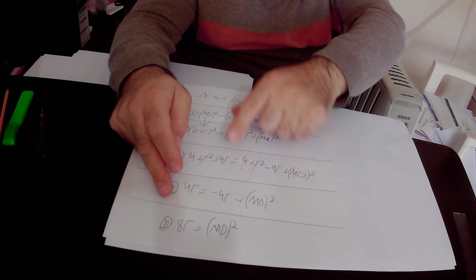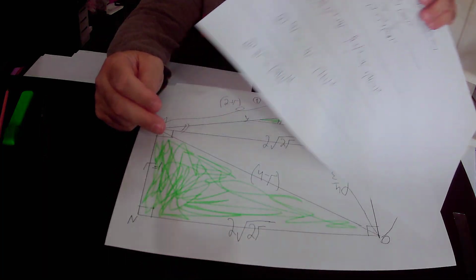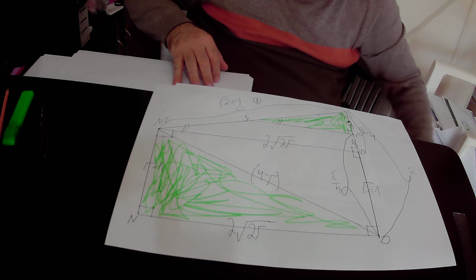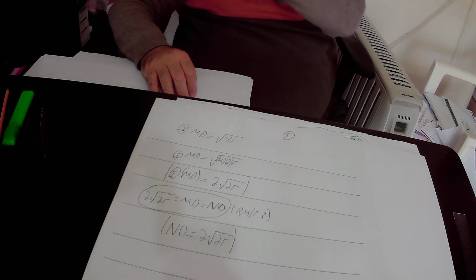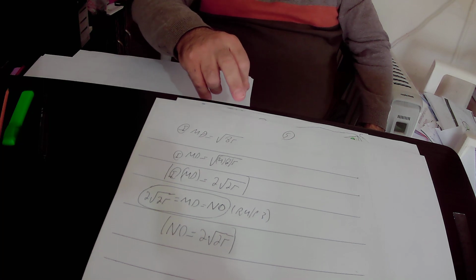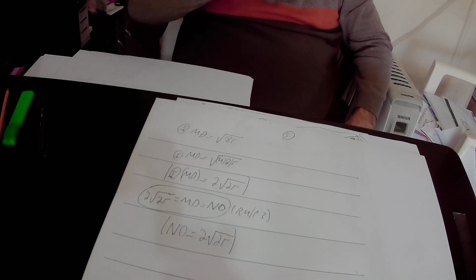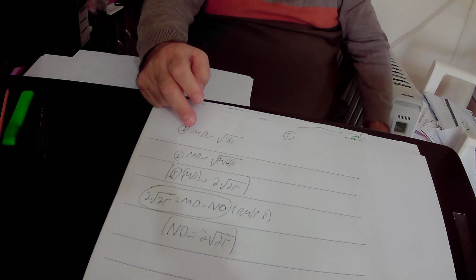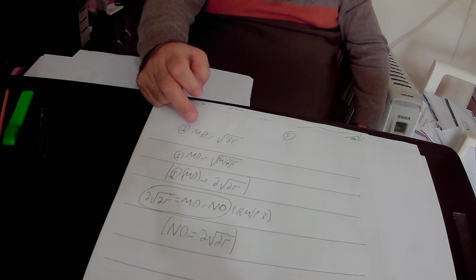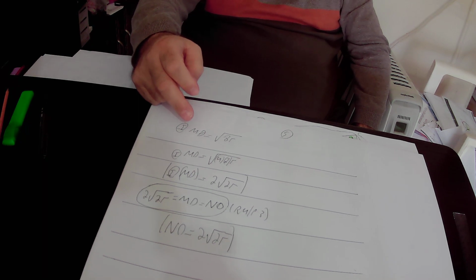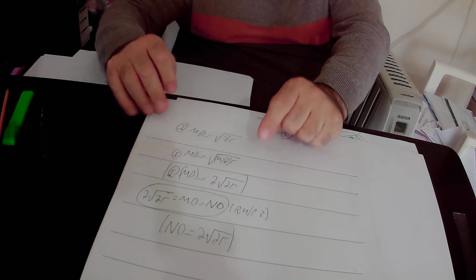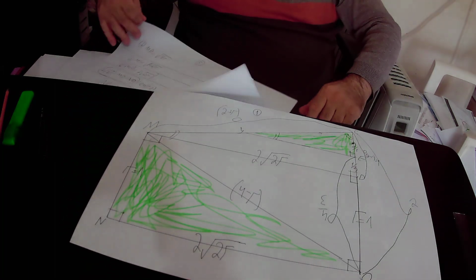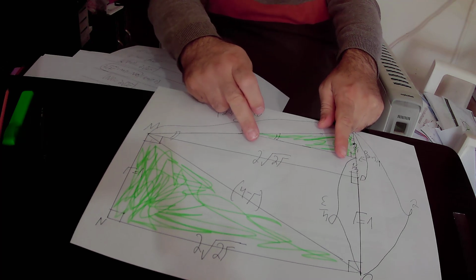Here we took a root of equation number 1, and we got that MD equals the square root of 8R. But we know that 8 is 4 times 2, so we substituted 8 by 4 times 2, and we got that MD equals the square root of 4 times 2R. The square root of 4 is 2, so we found out that MD equals 2 times the square root of 2R.